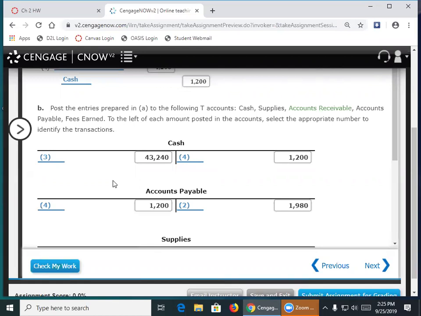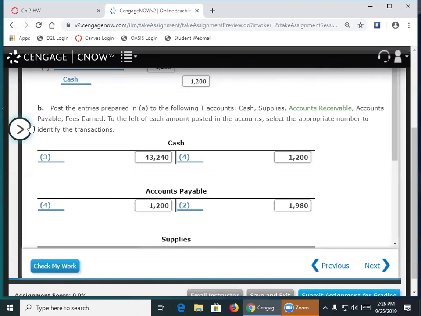Okay. And then with accounts payable, it'd be the opposite, right? We take our credit. Accounts payable usually has a credit balance. So we take 1980 minus 1200. Accounts payable would have a credit balance of 780. Okay. And those are the balances that would then transfer over to your trial balance.